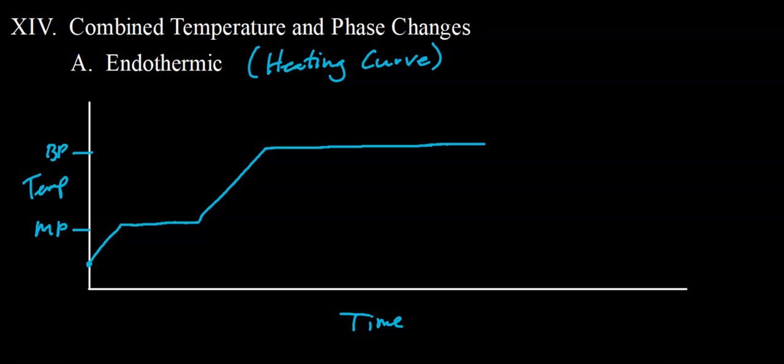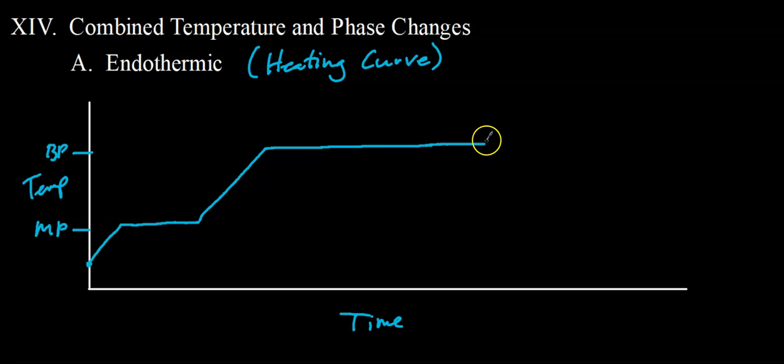So how does this happen? When a liquid boils, you are breaking not some of the attractive forces, but all of the attractive forces. So what takes more energy? Breaking some of the attractive forces or breaking all of the attractive forces? Of course, it takes more energy to break all of the attractive forces. That's why it takes more energy to boil a liquid than it does to melt a solid.